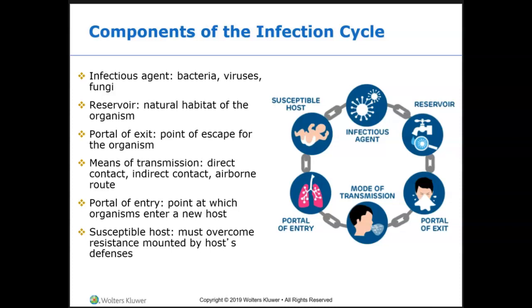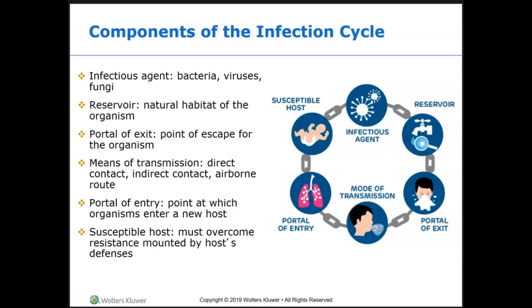And then next on the list is a susceptible host. So microorganisms survive only in a source that provides shelter and nourishment. So that would be the host, and only if the microorganisms overcome any resistance that's mounted by the host's defenses. So susceptibility is the degree of resistance the potential host has to the pathogen. Again, how susceptible you are to something is the degree to which you can provide resistance to the pathogen itself.